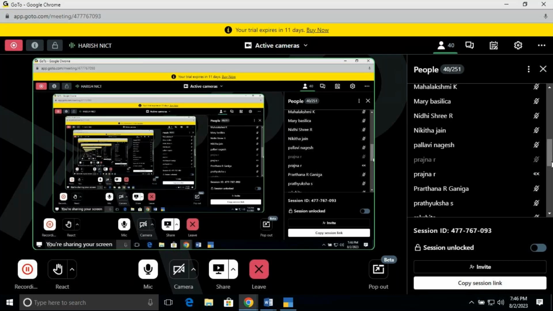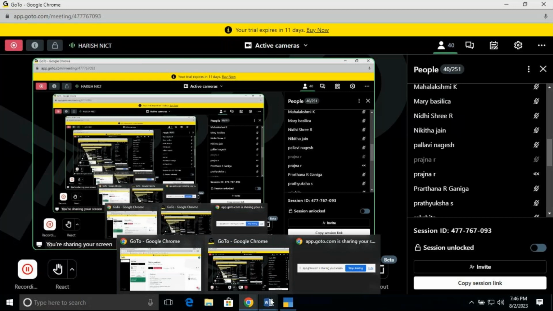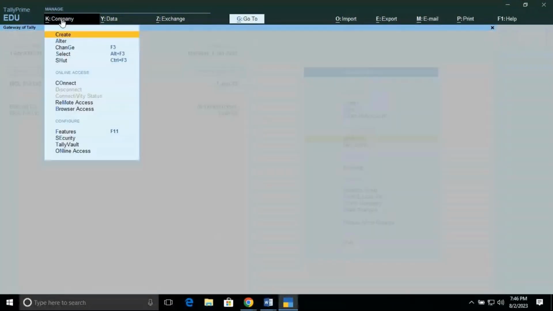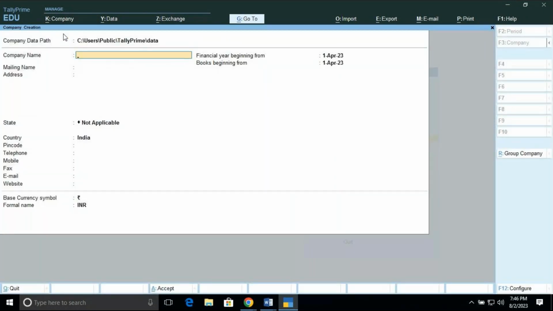So MCC Fashion is a trading organization dealing in, please write about one sentence about the company, dealing in ready-made garments. That's all. One sentence about the company. So let us create MCC Fashions. See here how to create a new company. You see you are already in Gateway of Tally. You don't have to log out and all. Say company, company create. You can create from here only. I'll create MCC Fashions.